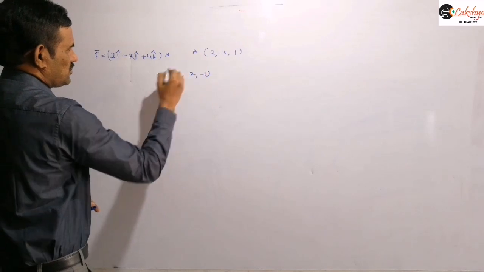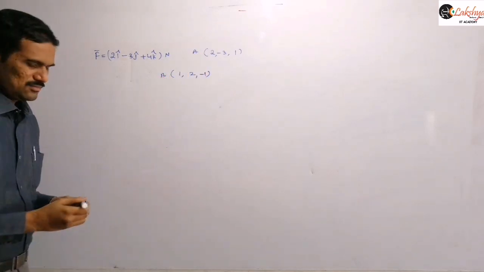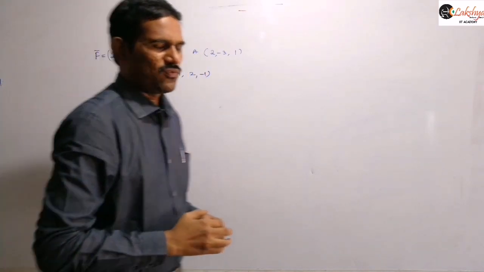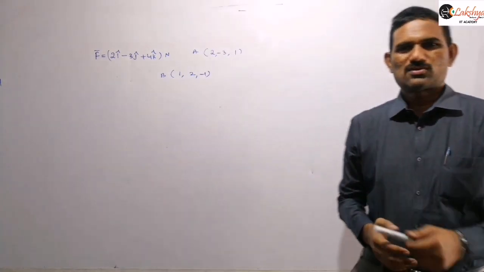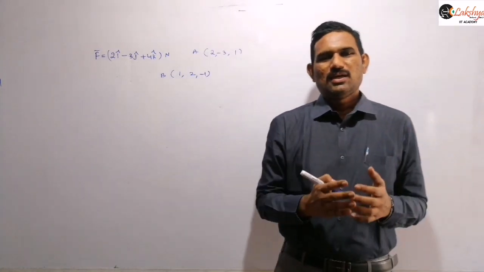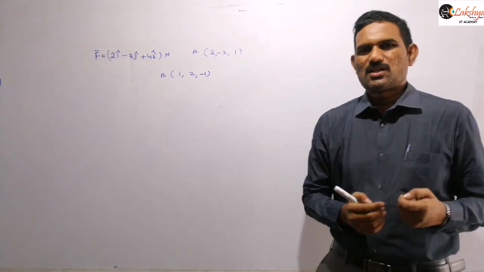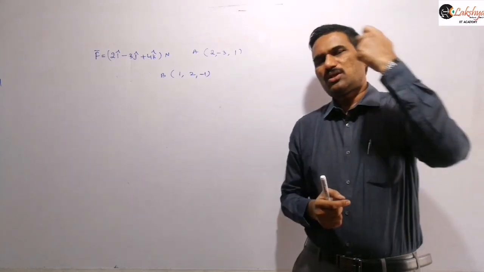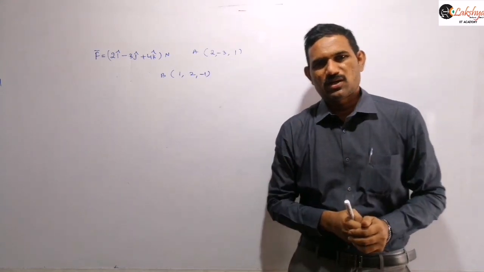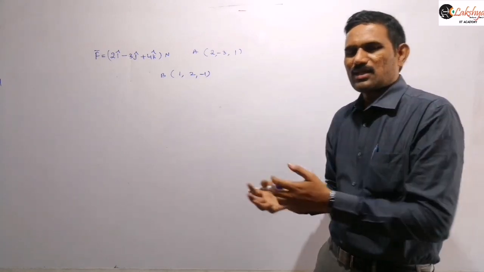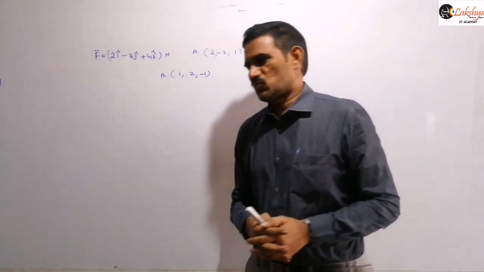Suppose this is point A, this is point B. That means about the origin we need to find, and about that point also we need to find. Simply, about the origin means that is our general reference point. Sometimes they may give the reference point as another point other than the origin. So about those other points also we can find this torque.